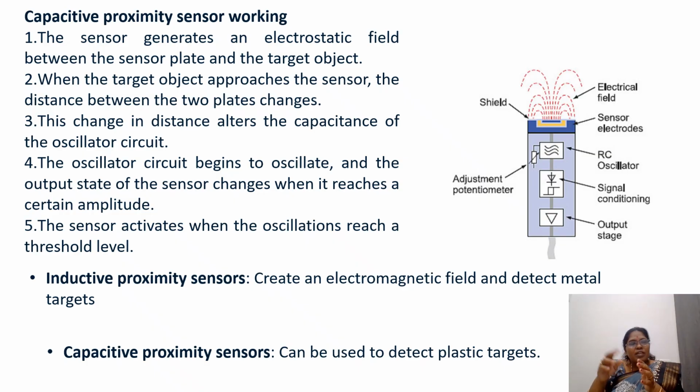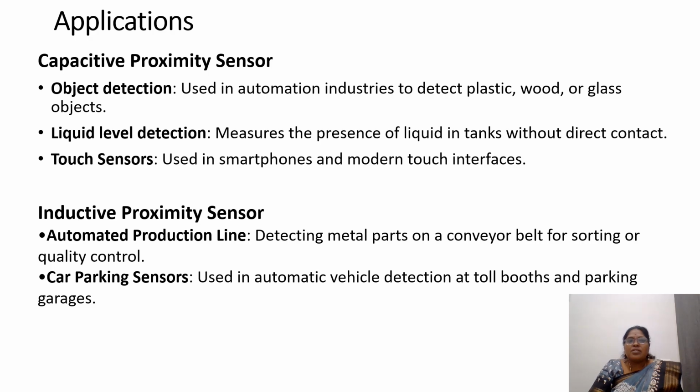If there is no can, it will not stop and will move to the next. Only when it detects the metal will it stop. These are some of the applications for object detection and liquid level detection. Capacitive proximity sensors are also used in touch sensors, smartphones, and others. Inductive proximity sensors are used for detecting metal parts, on conveyor belts for sorting and quality control, and in car parking for automatic vehicle detection. In all the toll booths, we have this inductive proximity sensor.